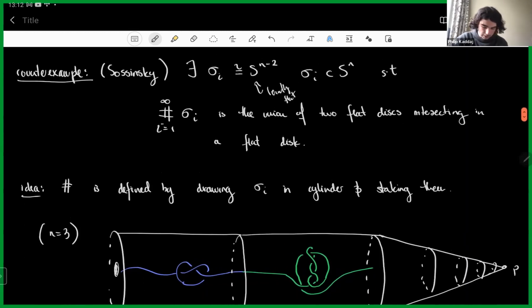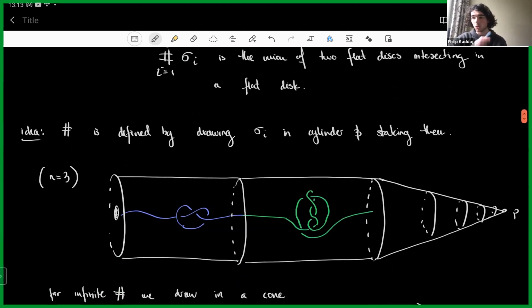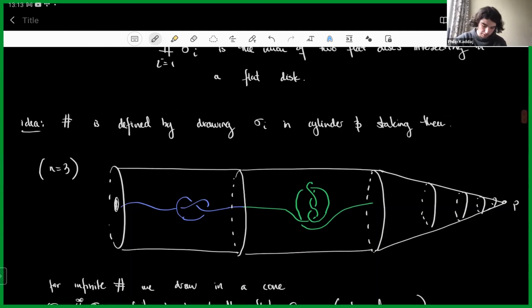Okay, and so Sasinsky proved the following: that there exist some knots such that this infinite connected sum fails to be flat, but is the union of two flat disks intersecting in a flat disk. And in fact, in the same paper, his previous theorem was that if you take any locally flat knots, and you do this construction of infinite connected sum, you'll always get something that's not flat at this point P. This point P will always contain a singularity.